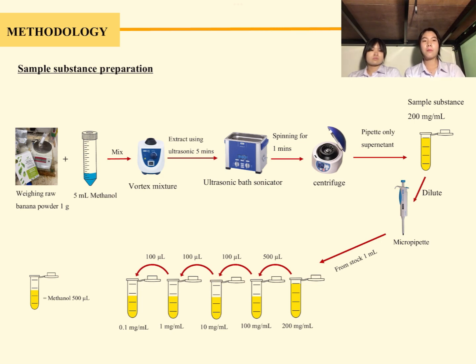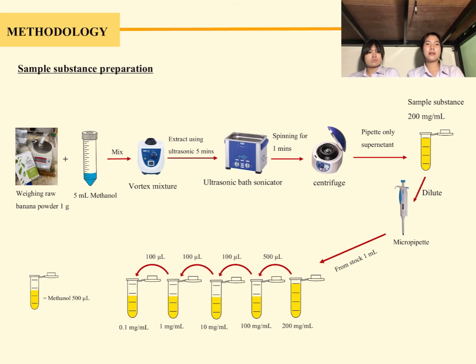First, weighing raw banana powder 1 gram, adding 5 milliliters of methanol, and then mixing it in the vortex mixer. Extracting it using an ultrasonic bath for 5 minutes, and then spinning it in the centrifuge for 1 minute. Keep only the supernatant, which is the liquid part. So we get the sample substance at 200 milligrams per milliliter, and then dilute it to 5 concentrations. For the first one, we dilute it by 2-fold and then 10-fold from 200 milligrams per milliliter until it is 0.1 milligrams per milliliter.